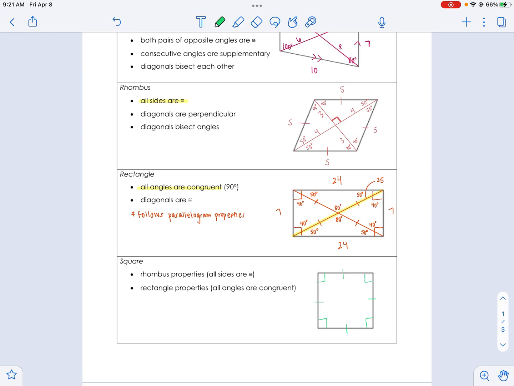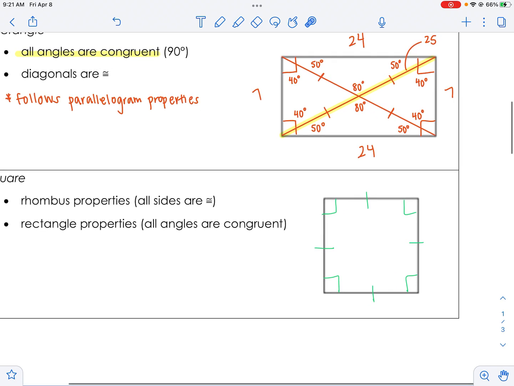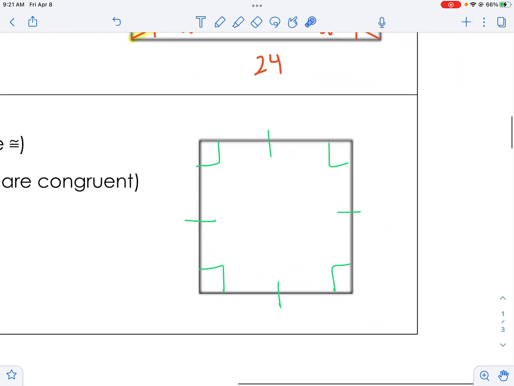Which means that the square is going to take all of the rules from a rectangle and a rhombus and a parallelogram. So a square is pretty much all of our rules in one. If we take a look at some of those rules, like the rhombus, all the sides are the same. So if one side is 7, then all of our sides would be 7.